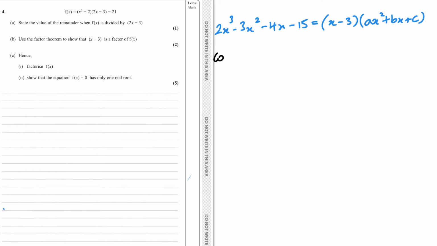So I'm going to look at the coefficients of x cubed. On the left of my equals is just 2. That's the only number in front of my x cubed. And on the right of the equals, the only way to get x cubed is x times ax squared. That's going to give me ax cubed, so that would just be a. So I know straight away that a is 2.